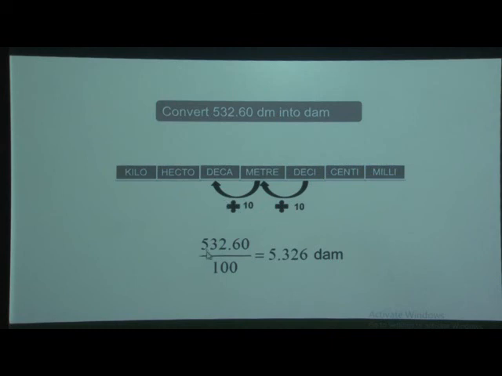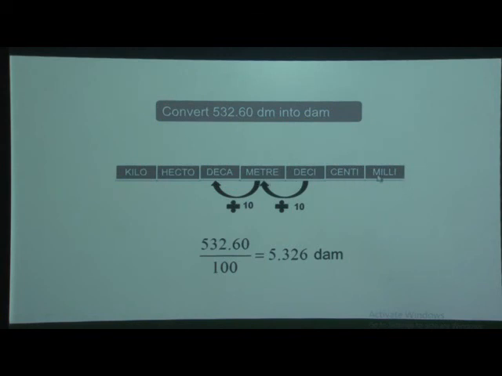So what we are writing here is 532.60 divided by 100. When it is division, you know the decimal will shift 2 digits backward, or to your left hand side. So after 2 digits, we can put the decimal point here. So we can say it is 5.326 decameter. 5.326 decameter.